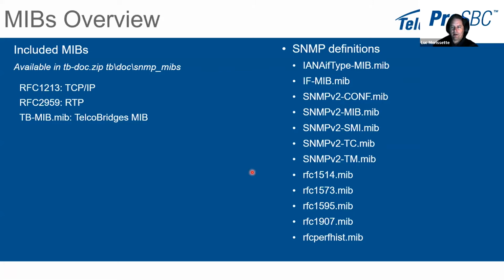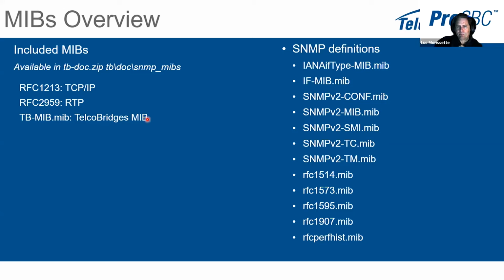There are MIBs included in the system, so information databases of resources for SNMP. We use a lot of standard ones like these, and also 1213 and 2959 for RTP. But a lot of information does not exist in those MIBs, so we created our own, which is called the Telco Bridges MIB.